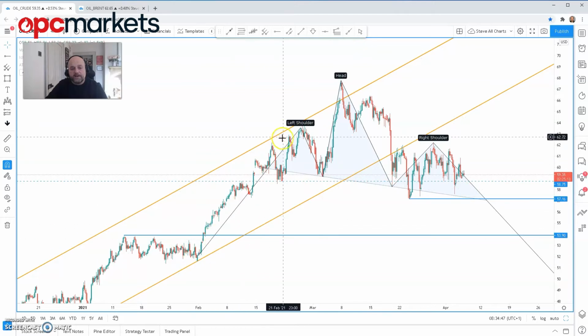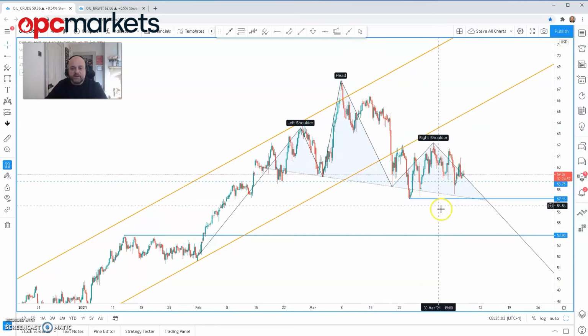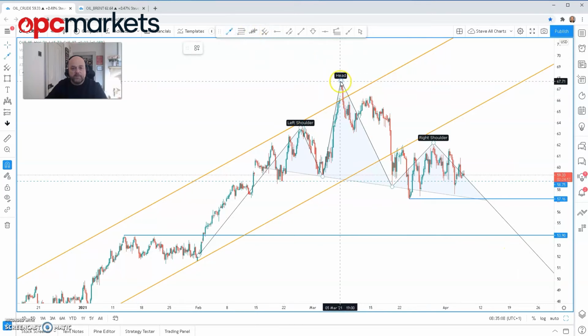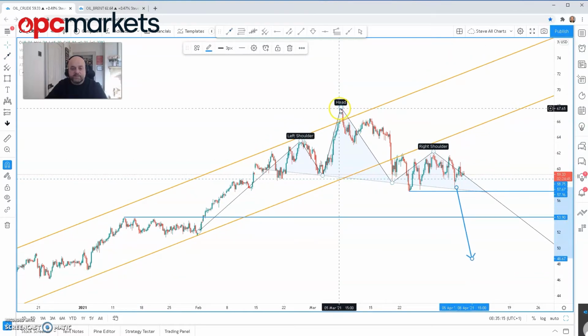Well, first of all, we get the rally higher, we get the left shoulder being formed. Prices retrace from the left shoulder, then have another move higher, form the head, and then we see the declining advancements on the right shoulder. A break of the neckline should lead to a measured move lower, which normally equates to or is very close to the difference between the head and the neckline. So this comes in at just below $50.